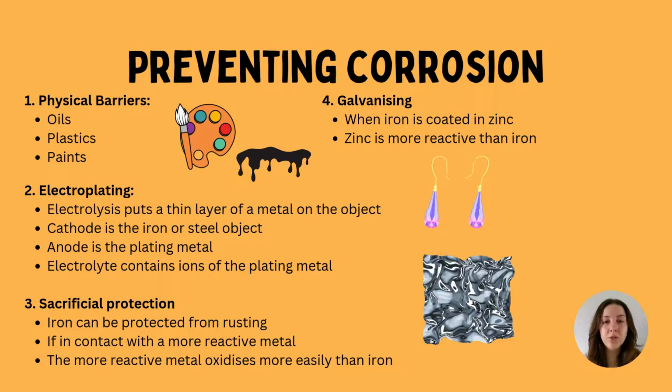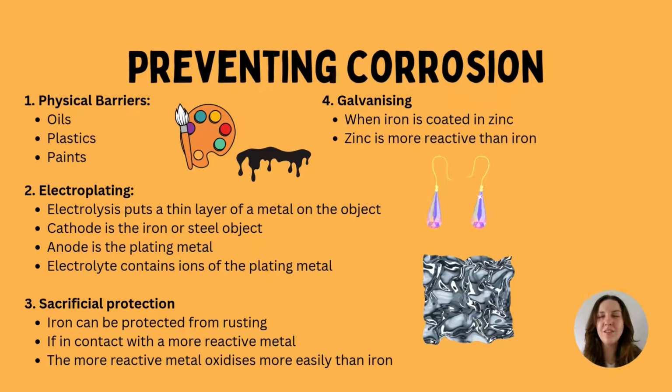Another thing that we could do is something called sacrificial protection. And as the name would suggest, there is some sort of sacrifice going on, if you will. So what do I mean by that? Sacrificial protection is where another metal is used to oxidize with the outside environment, with the oxygen, as opposed to the metal that we're trying to protect.